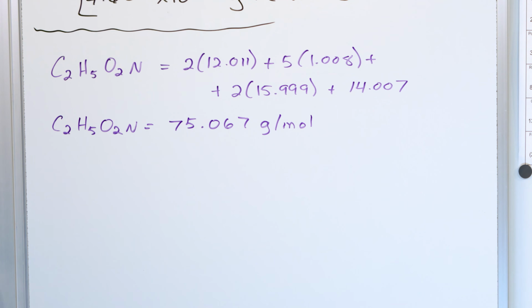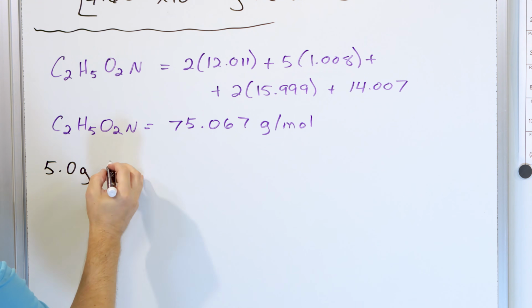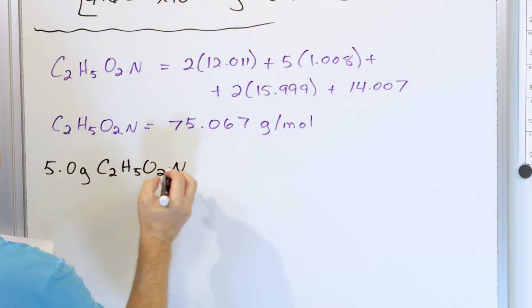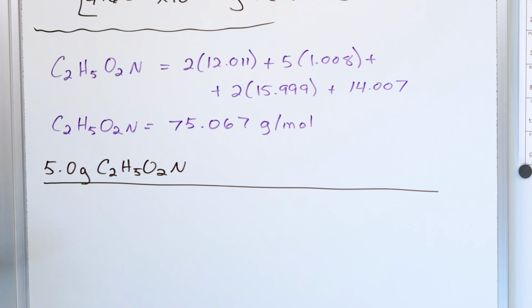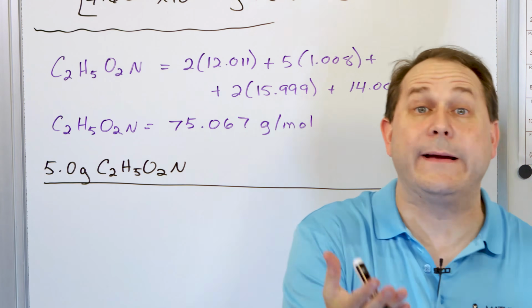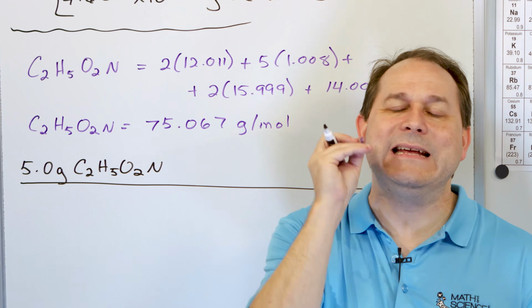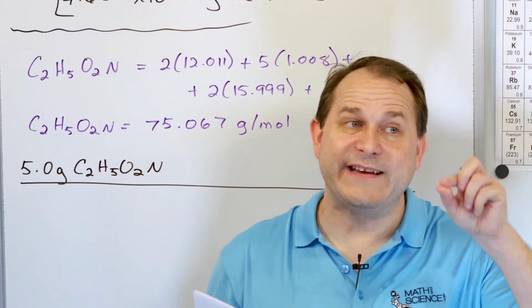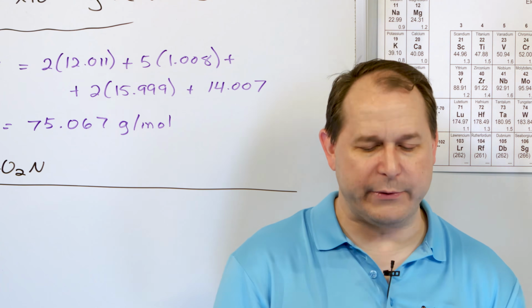Now, what are we told? We're told that we have a 5-gram sample. So I'll put 5-gram sample of what? C2H5O2N. And what we want to calculate is how many nitrogen atoms. So we're not asking how many grams of nitrogen. We're not asking how many moles of nitrogen. We're asking how many nitrogen atoms. So the unit that we get at the end should say nitrogen atoms. So we have to be very, very careful in how we convert this.